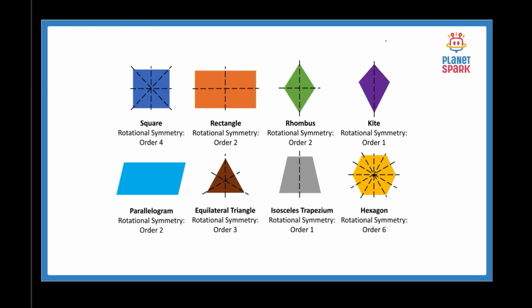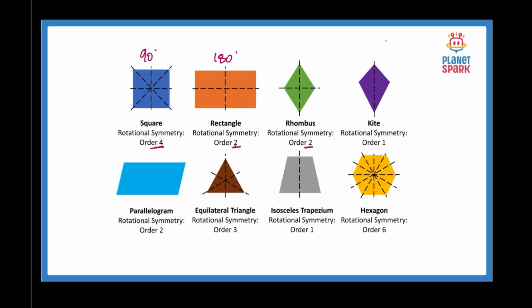Let's come and find out the order of rotational symmetry of different figures. Square has order of rotational symmetry as 4. Angle of rotational symmetry is 360 degree divided by 4, which is 90 degree. Rectangle has order of rotational symmetry 2, and angle would be 180 degree. Rhombus, the order of rotational symmetry is 2.